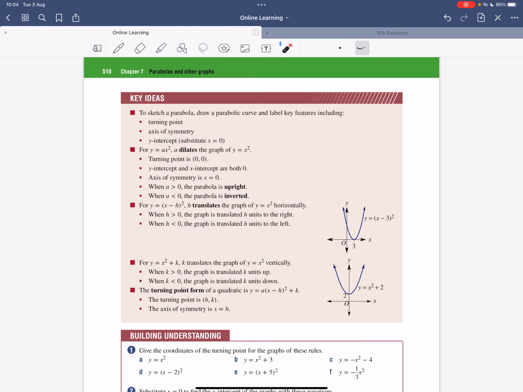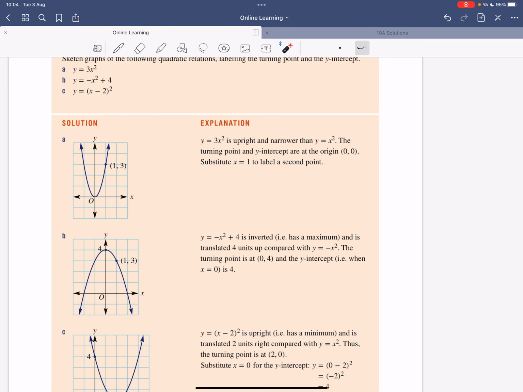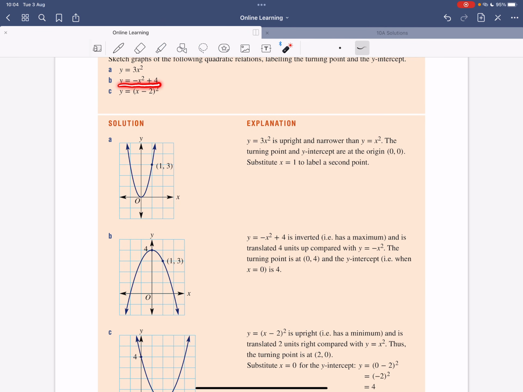And so let's have a look at the question. Example B: sketch this one, labeling the turning point and the y-intercept. With this question, you can already see there are some key ideas that we now know. For example, negative x squared means it's going to be upside down, so we've got a sad face. But we also know that if we have a plus 4 on the end, that sad face won't be looking like this. It's going to be going up to positive 4. So the turning point will be at positive 4.